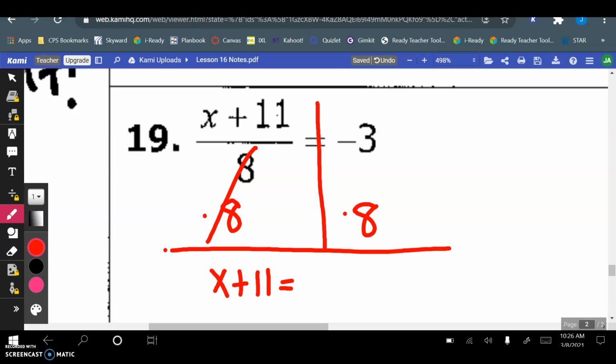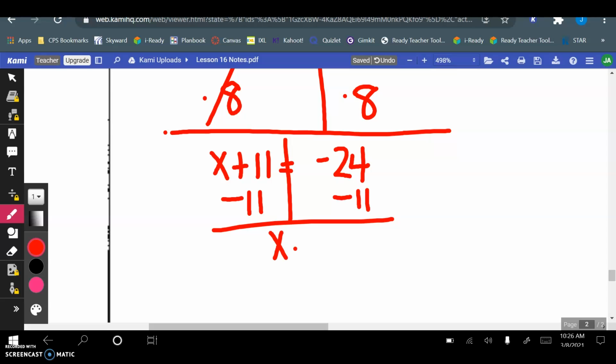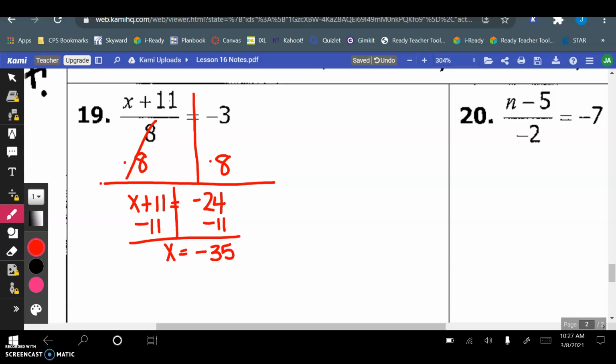And negative 3 times 8 would be negative 24. And then I would have to subtract 11 from both sides. These are both negative, so we're actually going to add them together and we would get negative 35. And then we can check our work by doing negative 35 plus 11 and then dividing it by 8. We should get negative 3.